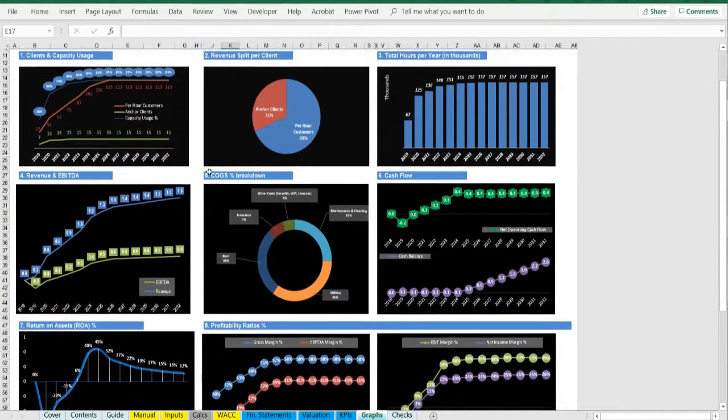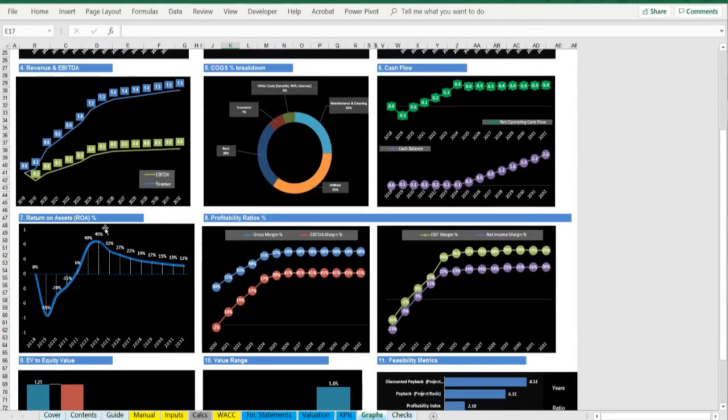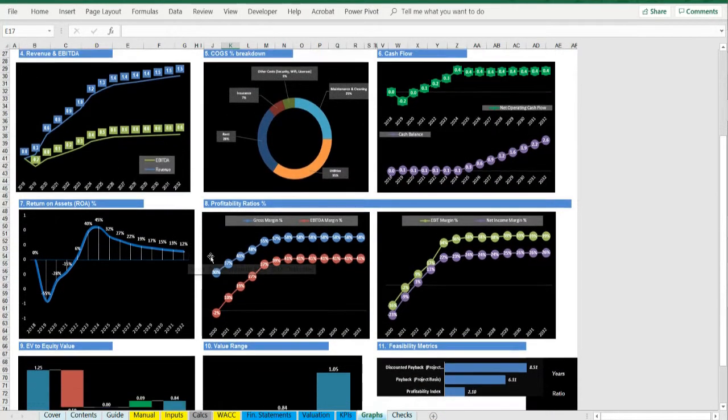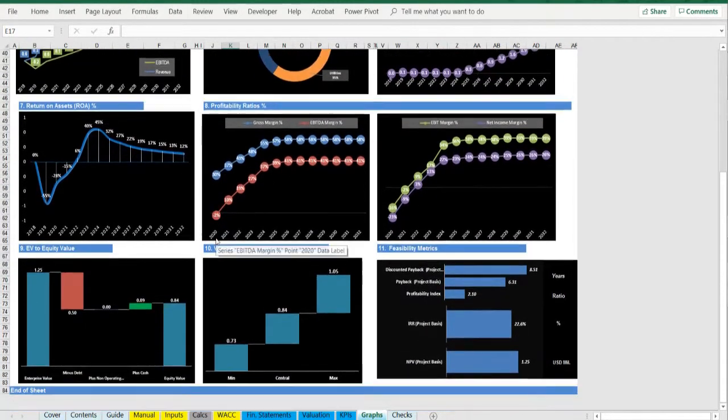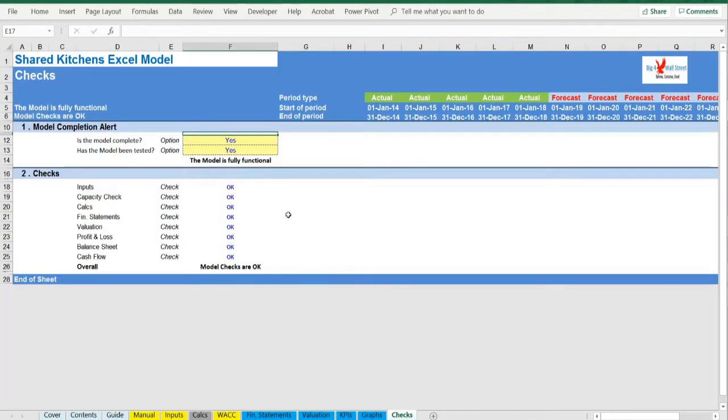Then multiple charts present the performance of the project from revenues to bottom line along with debt, assets, working capital, and cash flows, which results in a valuation on a project basis as well as on an equity basis together with the internal rate of return of the project and payback period metrics. Checks, a dedicated worksheet that makes sure that everything is working as it should.